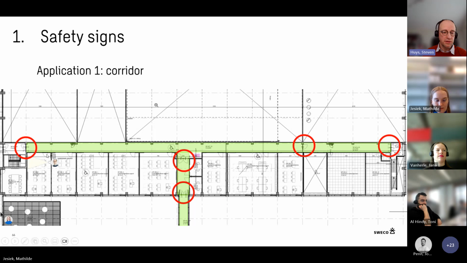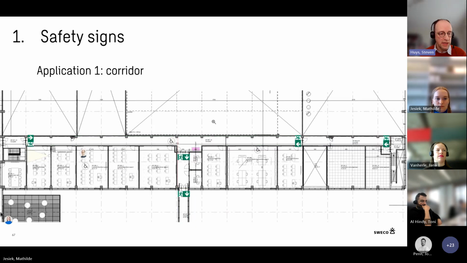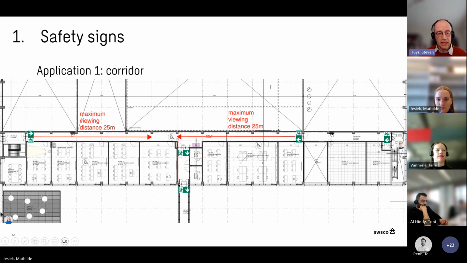Here, the red circles are the escape doors. So, in fact, in those positions, we need the safety signs. Okay. So then we put here the safety signs as a first order in the design stage.